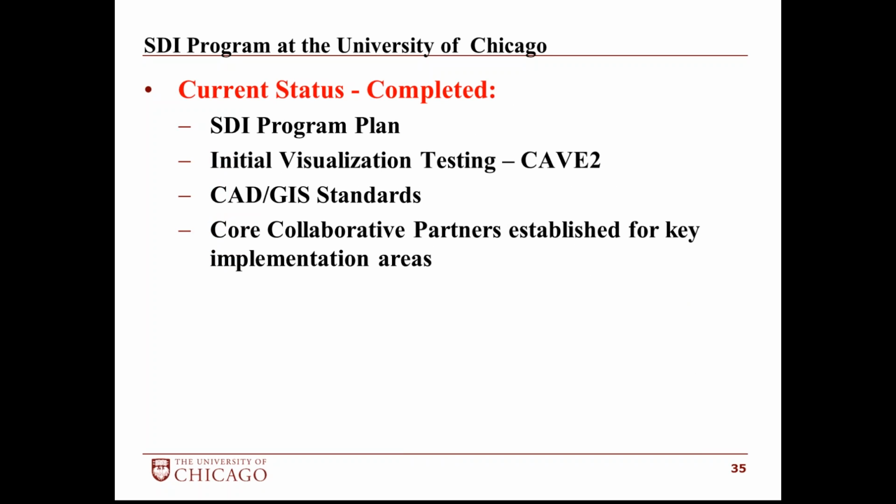So the current status. As I mentioned, we finished the SDI program plan, so we have a roadmap, and we're systematically going through and implementing it. We've finished the initial visualization testing in the Cave 2. We've got our CAD and GIS standards in place, and we've established most of the core collaborative partners that we're going to work with in key implementation areas. So we're really looking to reach out to some key people that are knowledge leaders and can help with some of this process. I mean, we just don't have the capability to do it all in-house.